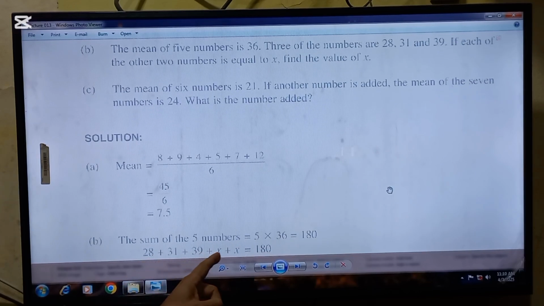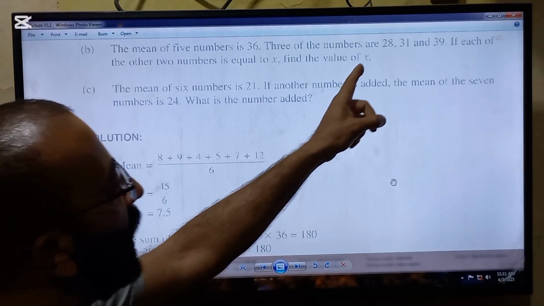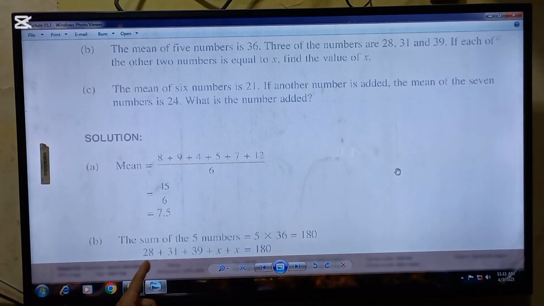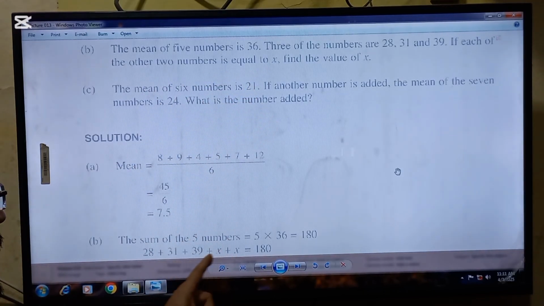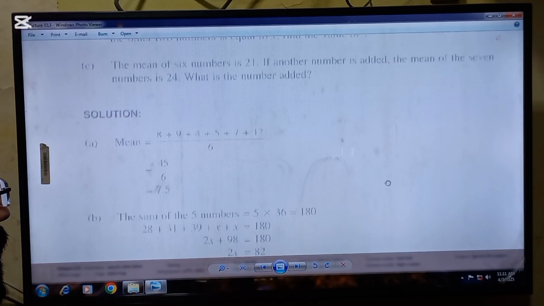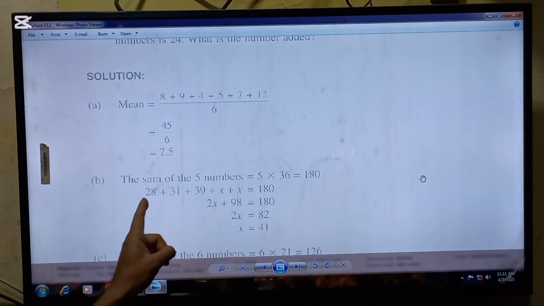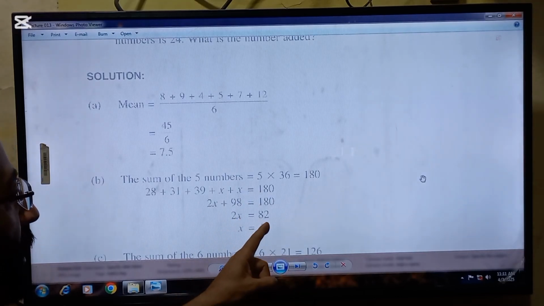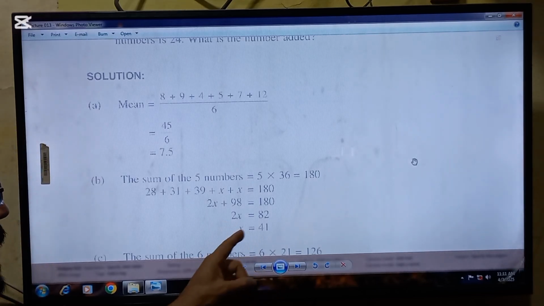The sum of the 5 numbers will be 5 multiplied by 36. So this is the sum of the numbers, and we can get the sum of the numbers from here as well: 28, 31, 39, and each of the other 2 values is equal to x, so 2x will be further added. So the sum of the 5 values should be equal to 180, and from here we will solve the equation. This will be 2x, and these 3 values will be added up to 98. Then this 98 will move to the right side. That will be equal to 82 now, and 2 will go to the right side, and the answer we will get will be 41.